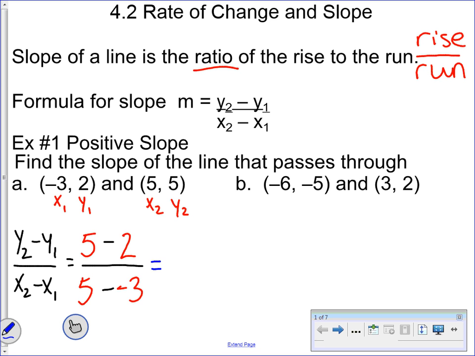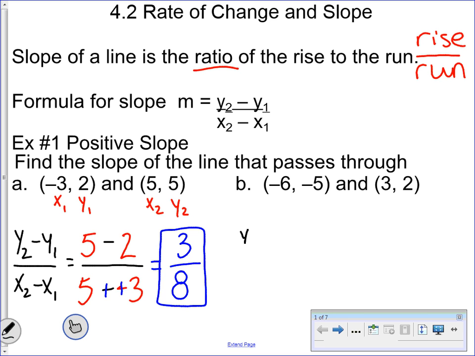Now we will subtract. 5 minus 2 is 3. Now when we subtract a negative, those two minus signs become plus, and we'll get 5 plus 3, which is 8. And that is our slope. It rises 3 and runs 8.